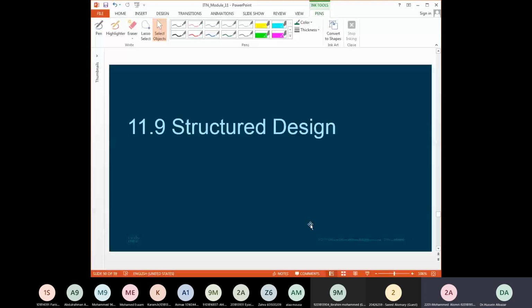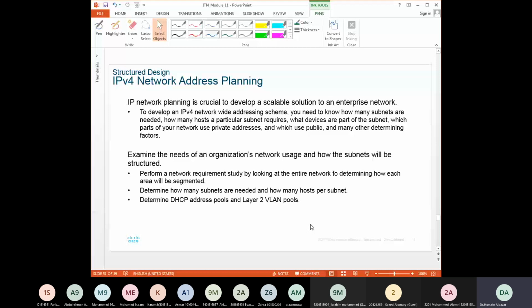Finally, here are some guidelines. Any network administrator should put a plan for IPv4 network address planning. يعني ما تقسم راندوملي عشوائي، شوف الريكوايرمنتس وبناء على الريكوايرمنت قسم. So IP network planning is very important, crucial to develop a scalable solution to an enterprise network. What is scalable here? I can extend my network.